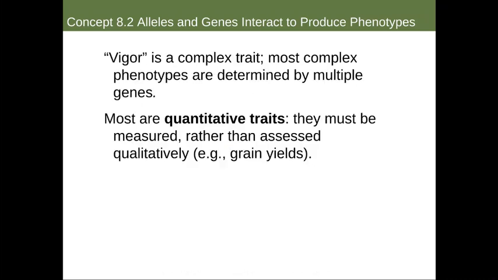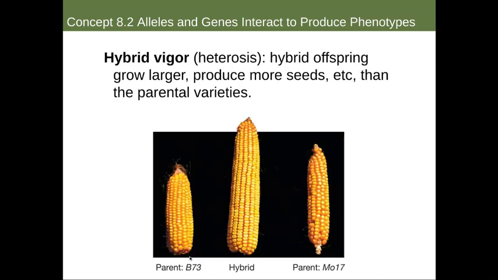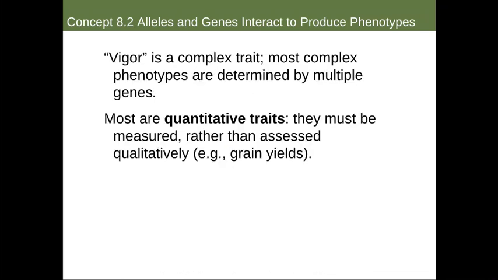So vigor is a complex trait. Most complex phenotypes are determined by multiple genes. So again, most of them are not going to be determined by a single gene. This is one as well. Most are quantitative traits, meaning they must be measured rather than assessed qualitatively.